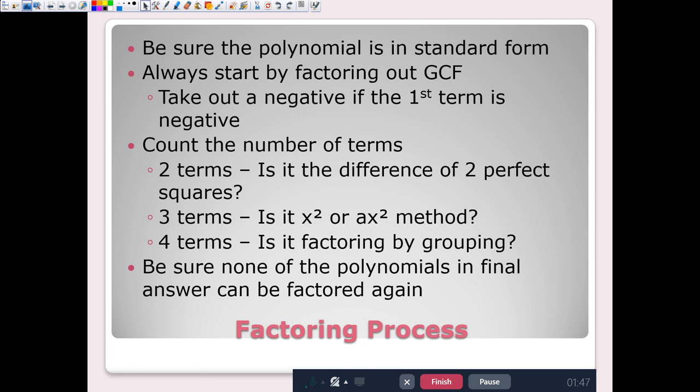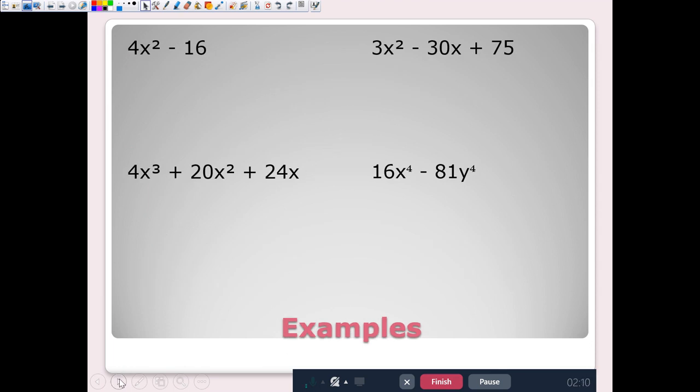We need to be sure that the polynomial in the final answer cannot be factored again. It needs to be prime. By the time we get to the end, it needs to be prime. No more factoring can be done. Okay? So we're going to look at what's inside the parentheses each time and see, okay, can something else be factored out? Okay?